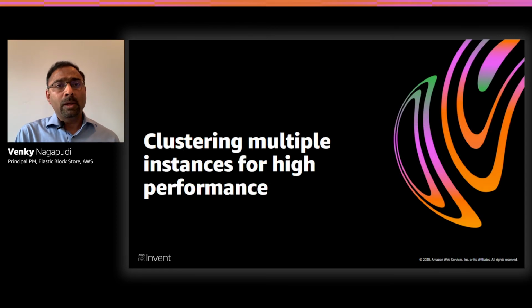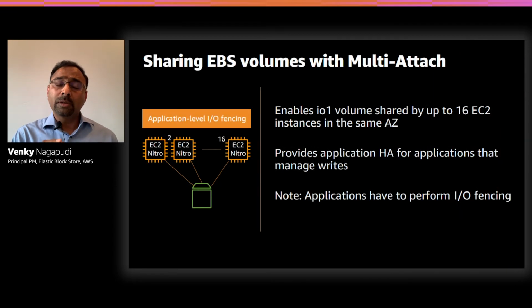Now, let me move over to the second part of what we want to discuss today, which is all about clustered applications and how to achieve them. So in February of 2020, we introduced a feature called EBS Multi-Attach. EBS Multi-Attach is a way to have your provisioned IOPS volumes share the performance across multiple EC2 instances. So in this case, let's say you have a PIOPS io1 volume with 64K IOPS, then you can share that performance with up to 16 EC2 instances.